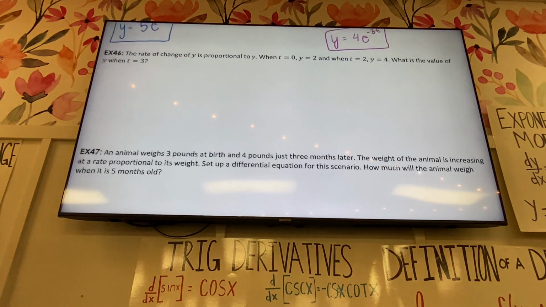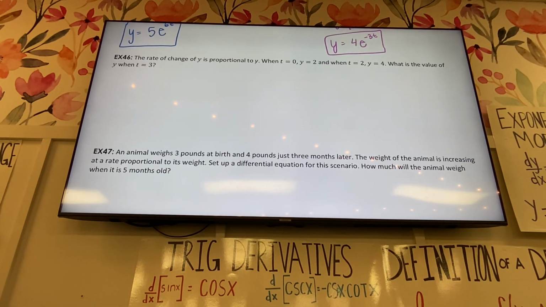Okay, let's get into some more complicated ones where they have less numbers, more words. So the rate of change of y is proportional to y. That right there is your indicator that this is my special differential. Because the rate of change, dy/dt, is proportional, k times y. And because this is my special differential, I can jump straight to the solution, y equals Ce to the kt.